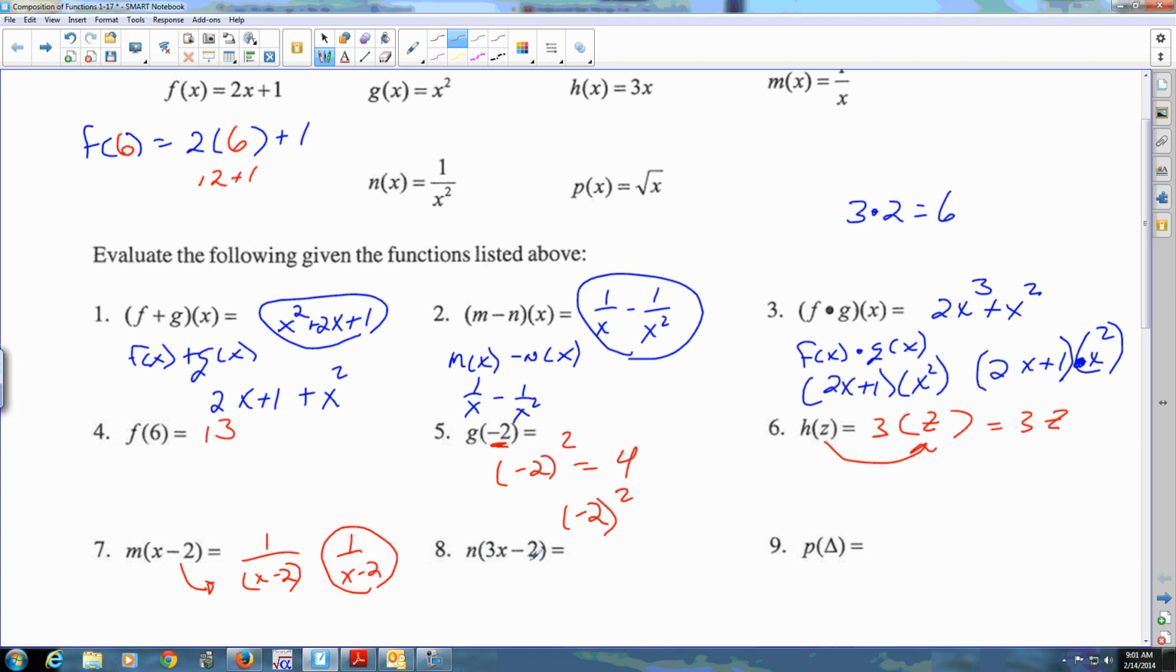N of 3x minus 2, write n without the variable, parenthesis in place of the variable, then fill in whatever you're interested in evaluating it at.